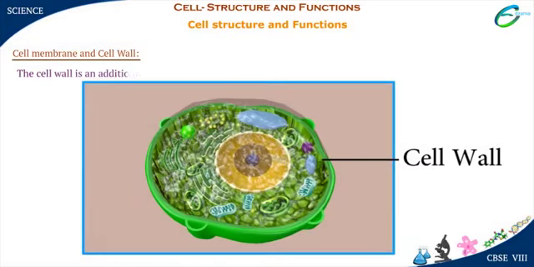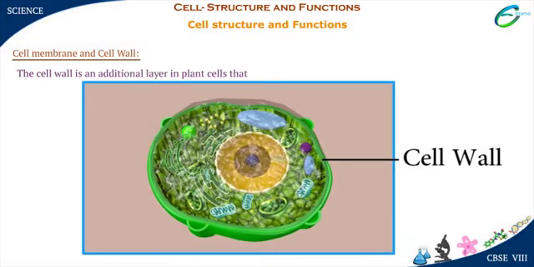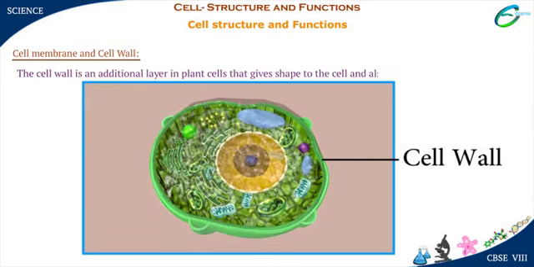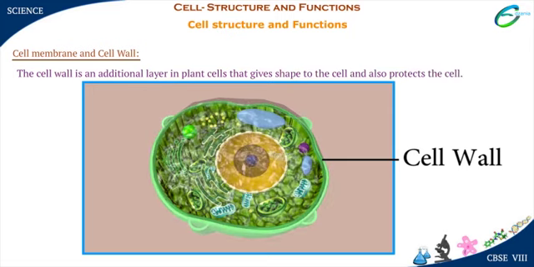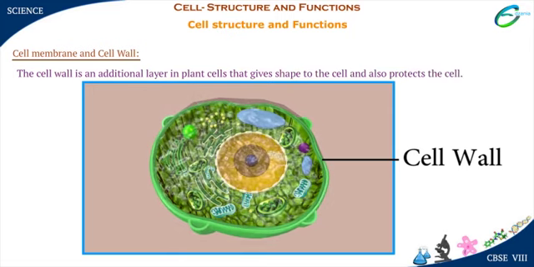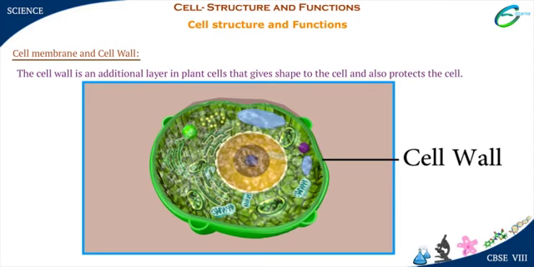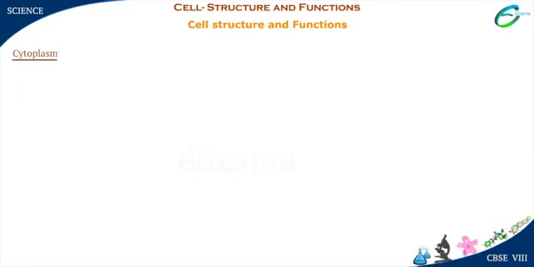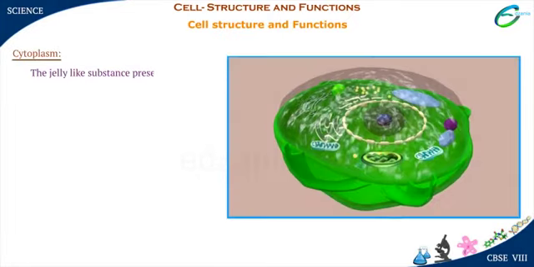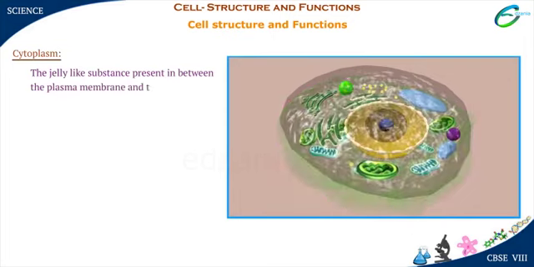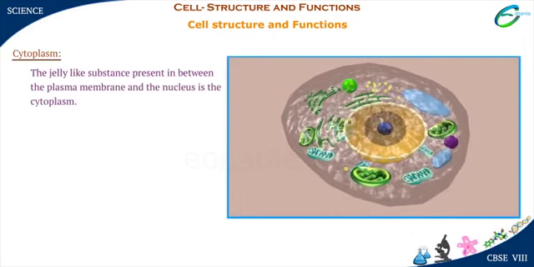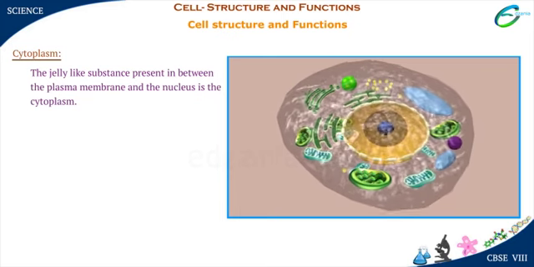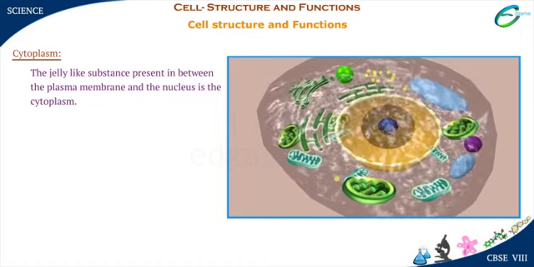The cell wall is an additional layer of plant cells that, along with the plasma membrane, gives shape to the cell. It protects the plant cells against variation in temperature, high wind speed, atmospheric moisture, etc., as the plants cannot move. Cytoplasm. The jelly-like substance present in between the plasma membrane and the nucleus is the cytoplasm. The cell organelles like mitochondria, ribosomes, Golgi bodies are present in the cytoplasm.